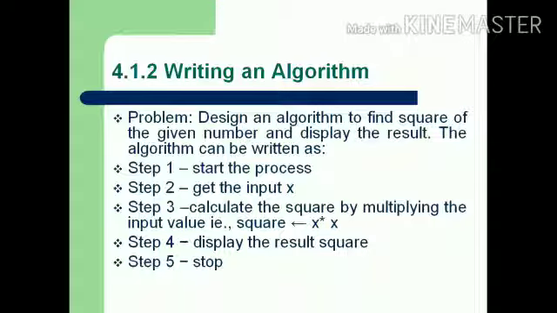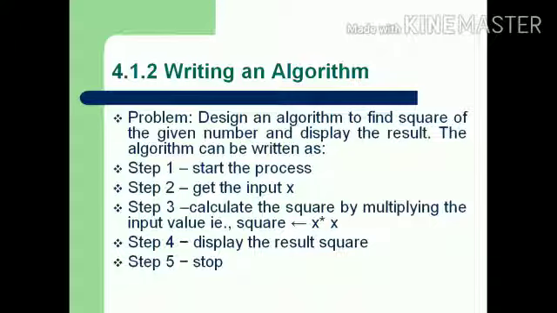Step number three, calculate the square by multiplying the input values. Here we are implementing the second part, that is process. In step two, we implement the input work. Now in step number three, we implement the process. Here we are multiplying the input x into x. Finally we get the output, which we are going to display to the user. Step number four, display the result, square. After displaying the result, we should stop. We should terminate the algorithm. That is step number five, stop.